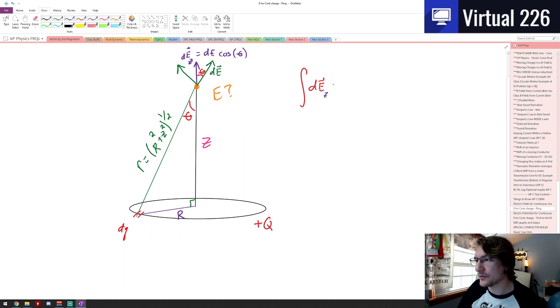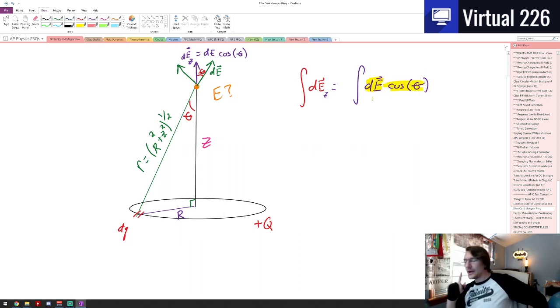If we want to add all of those up, we know that we really just need to integrate the electric fields and a cosine of theta term. Okay, so there's our electric fields that we're trying to add up, and we just want the cosine terms of them. So how are we going to go about this?